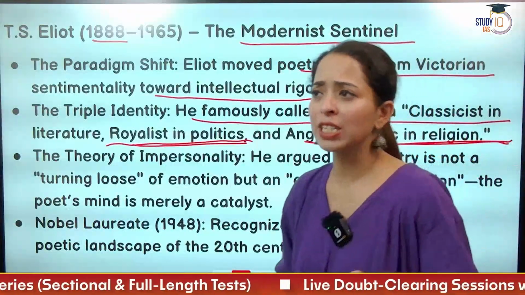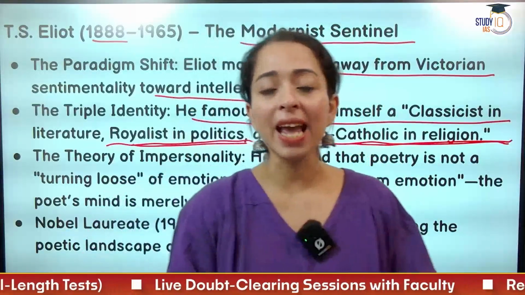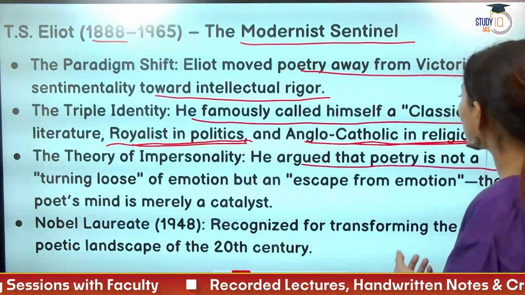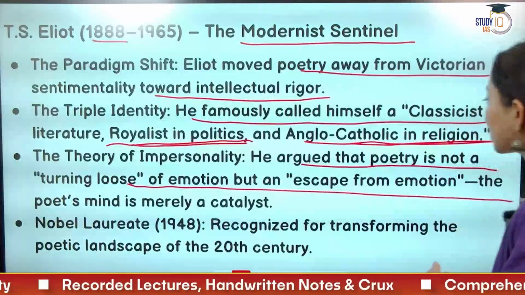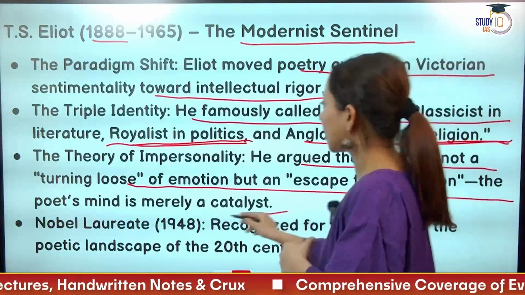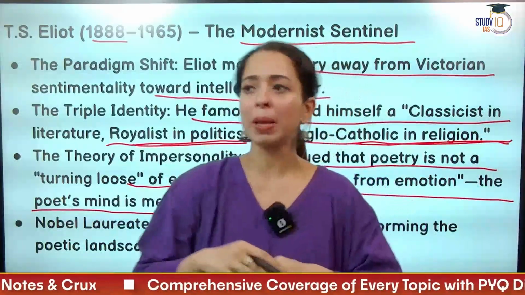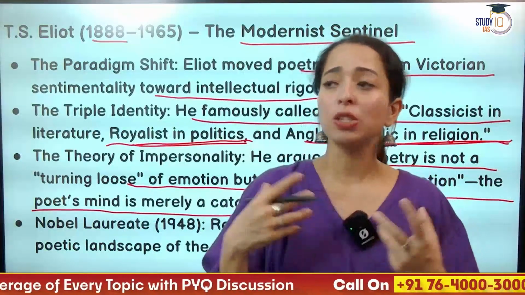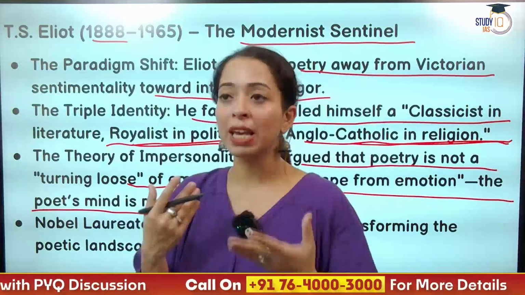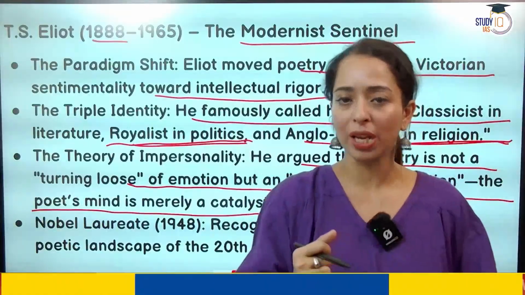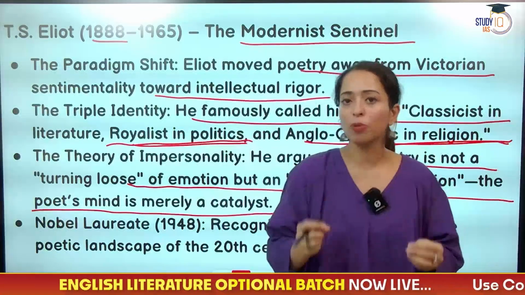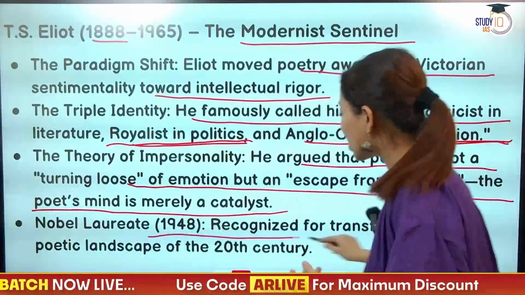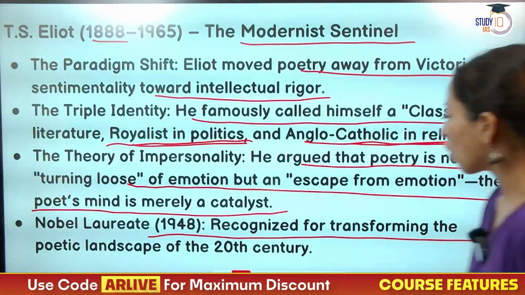The theory of impersonality, objective correlative, ये सारे theories T.S. Eliot ने as a literary critic बहुत ही like he brought them to the theorists, and he argued that poetry is not a turning loose of emotion but an escape from emotion. The poet's mind is merely a catalyst. So basically he brought out the impersonality theory, this objective correlative, and of course dissociation of sensibilities. He also gave a very high pedestal to metaphysical poets. So T.S. Eliot, along with being a great poet, was a great literary critic, a dramatist, and so much more. Nobel Prize winner. In 1948, he was recognized for transforming the poetic landscape of the 20th century.